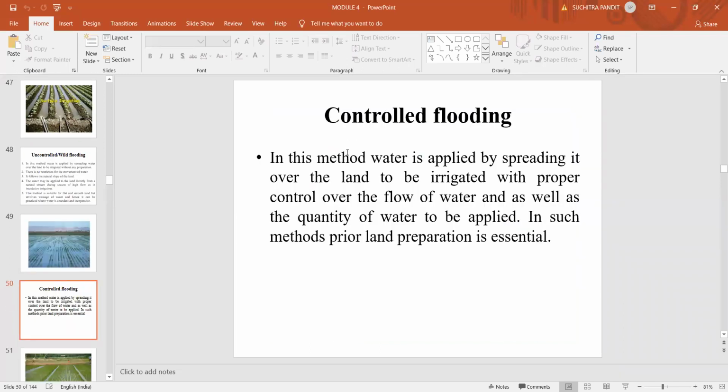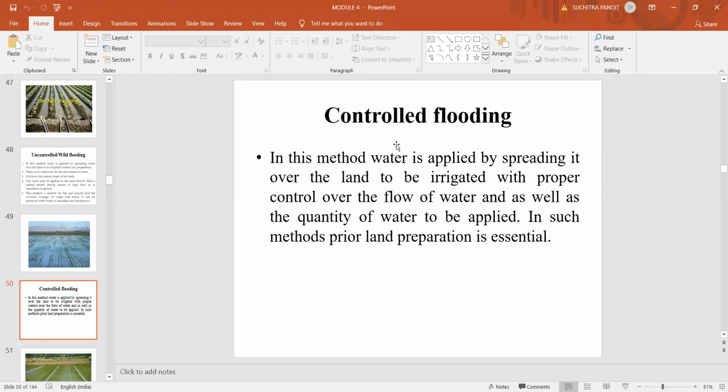Now controlled flooding. In this method, water is applied by spreading it over the land to be irrigated with proper control over the flow of water, as well as the quantity of water to be applied in different growth stages of the crop. Here we have central control over the application of water to the crop. In the earlier method, there is no control over the application of water.